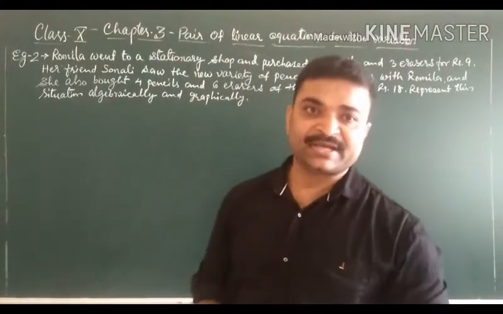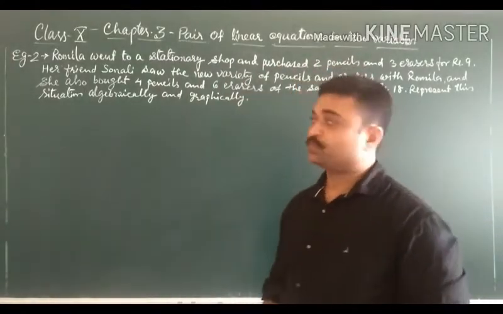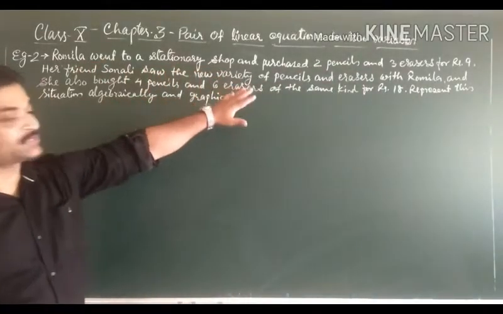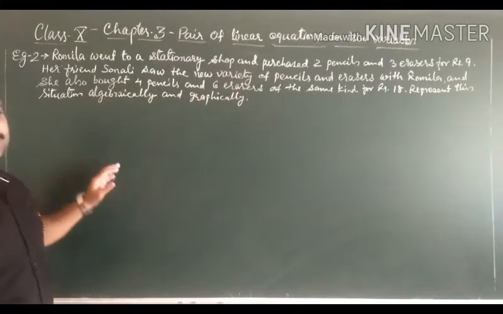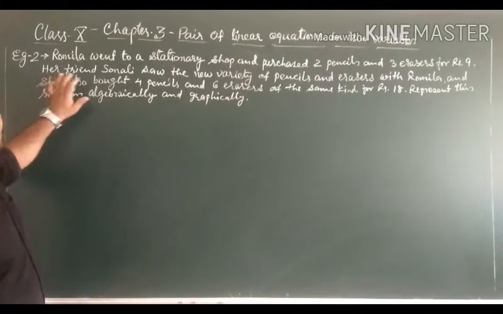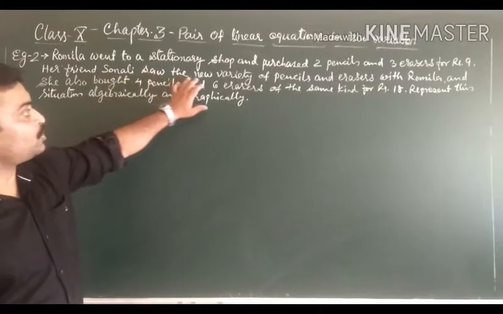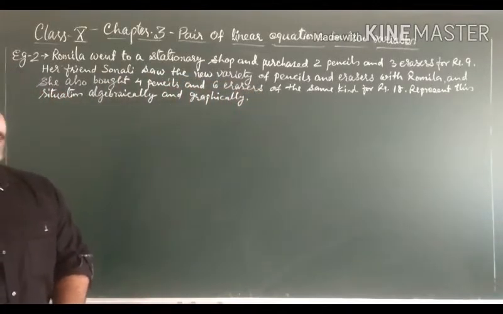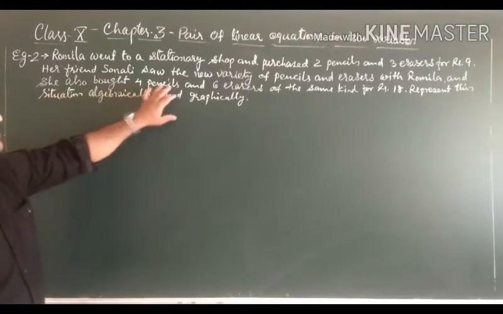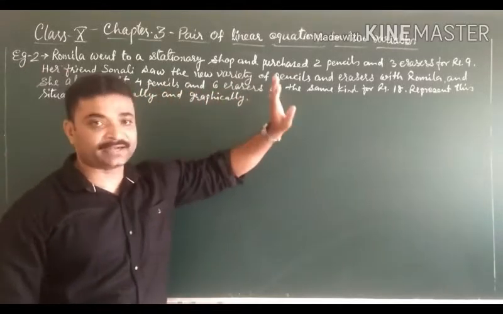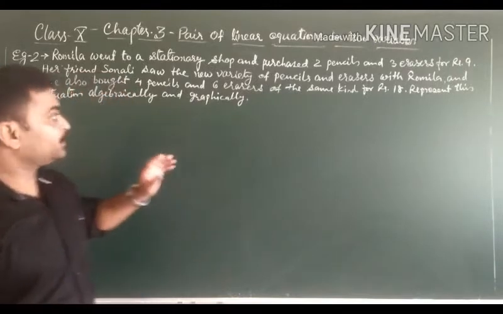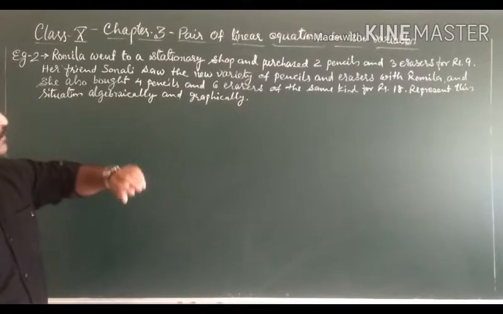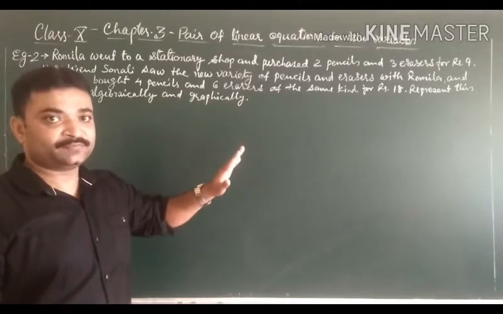So students, let us take another example. It is example number 2. Romila went to a stationery shop and purchased 2 pencils and 3 erasers for rupees 9. Her friend Sonali saw the new variety of pencils and erasers with Romila, and she also bought 4 pencils and 6 erasers of the same kind for rupees 18. Represent this situation algebraically and graphically. I think you all understood what is the question.